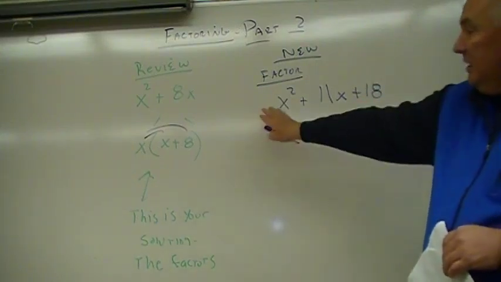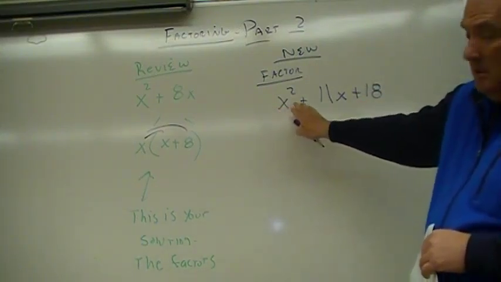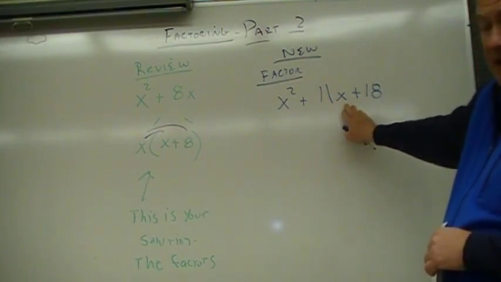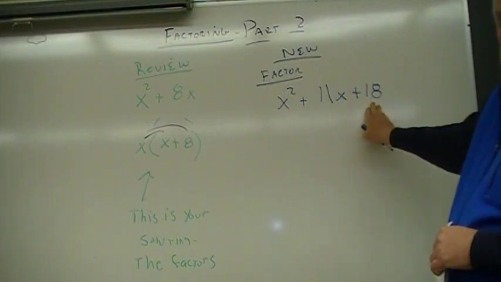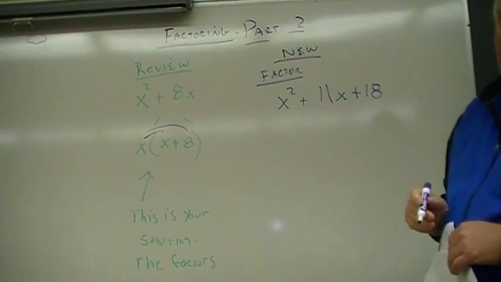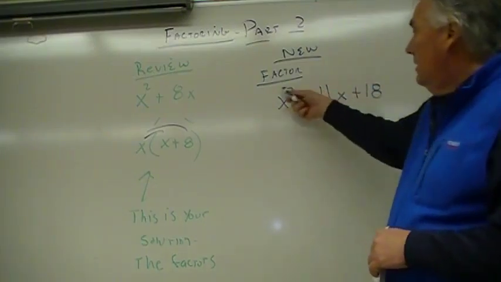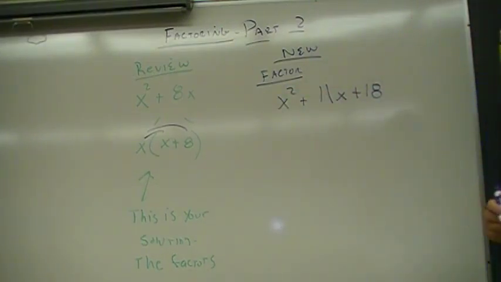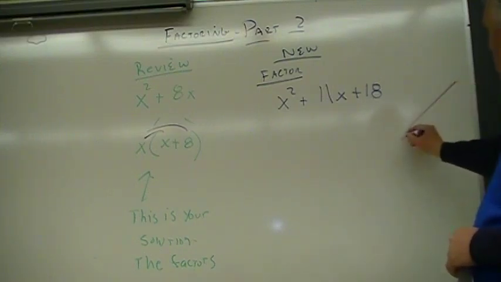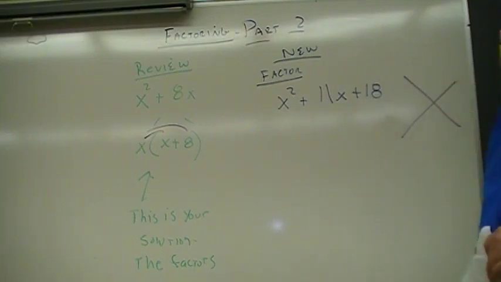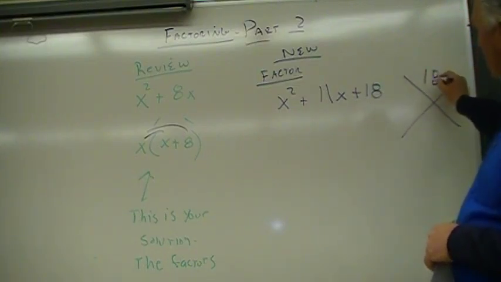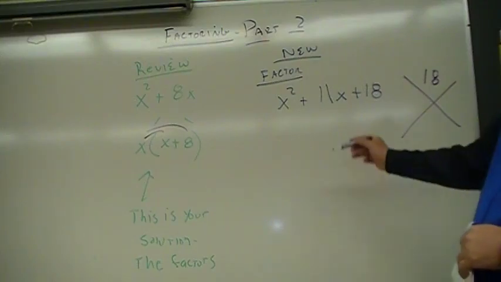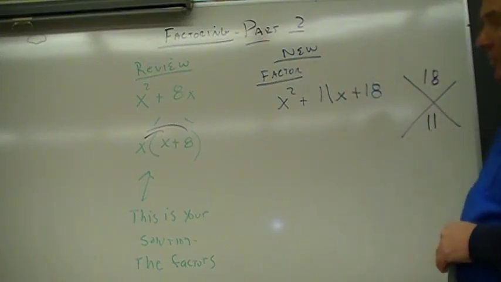What you will always see is something to the second power, just an x with a coefficient, and then a whole number. Okay? So that's going to be the commonality of this. They will always look like this. And here's how we solve them. Okay? We take this number and put it there. This number and put it there.